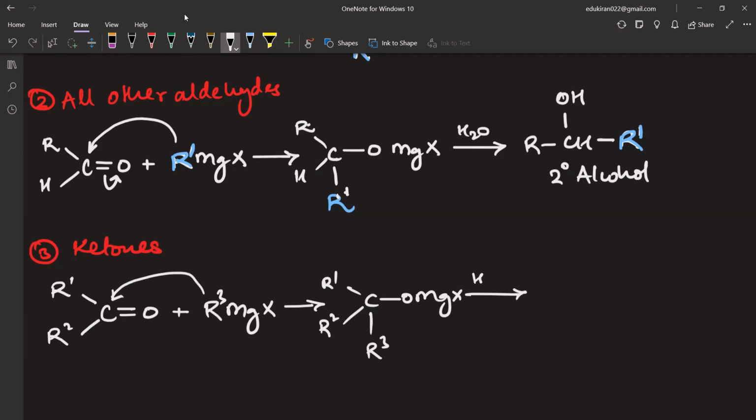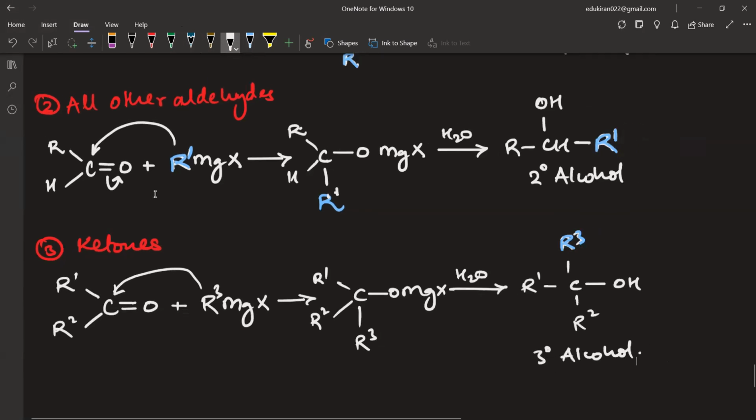Then again on further hydrolysis, what are we going to get? We are going to get R1, then we'll have carbon, we'll have R2, we'll have R3, and there will be OH. So this is 3-degree, and you should know that this R3 is coming from my Grignard reagent. So this will be a 3-degree alcohol. Can you please write this down?